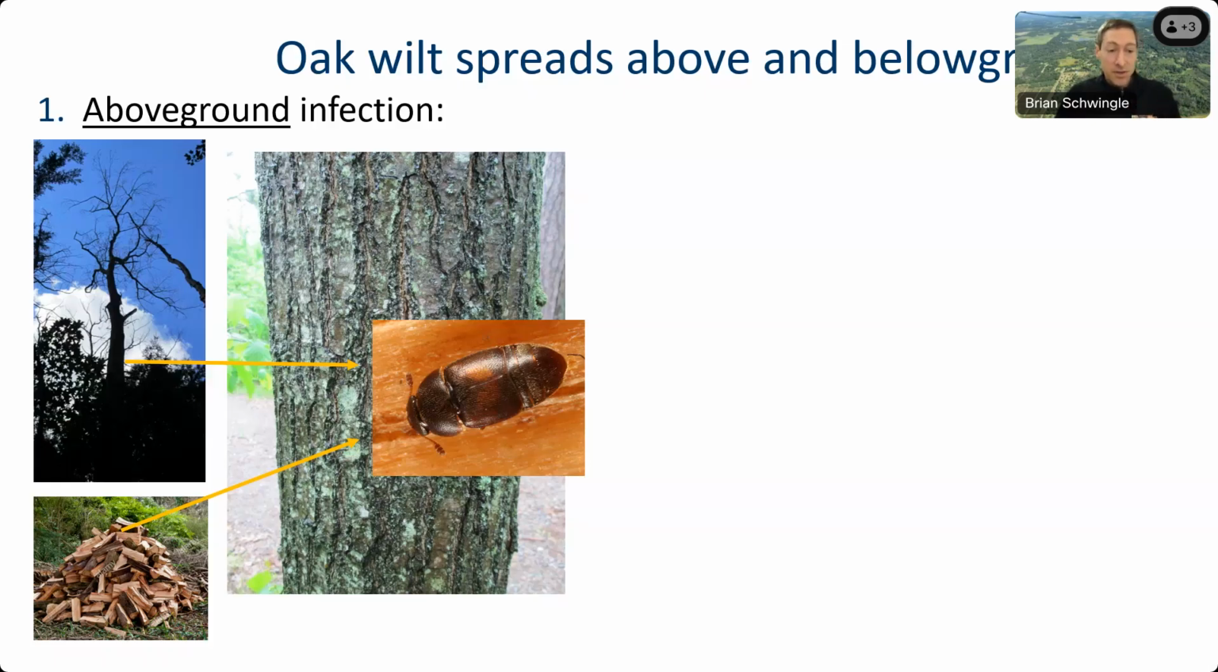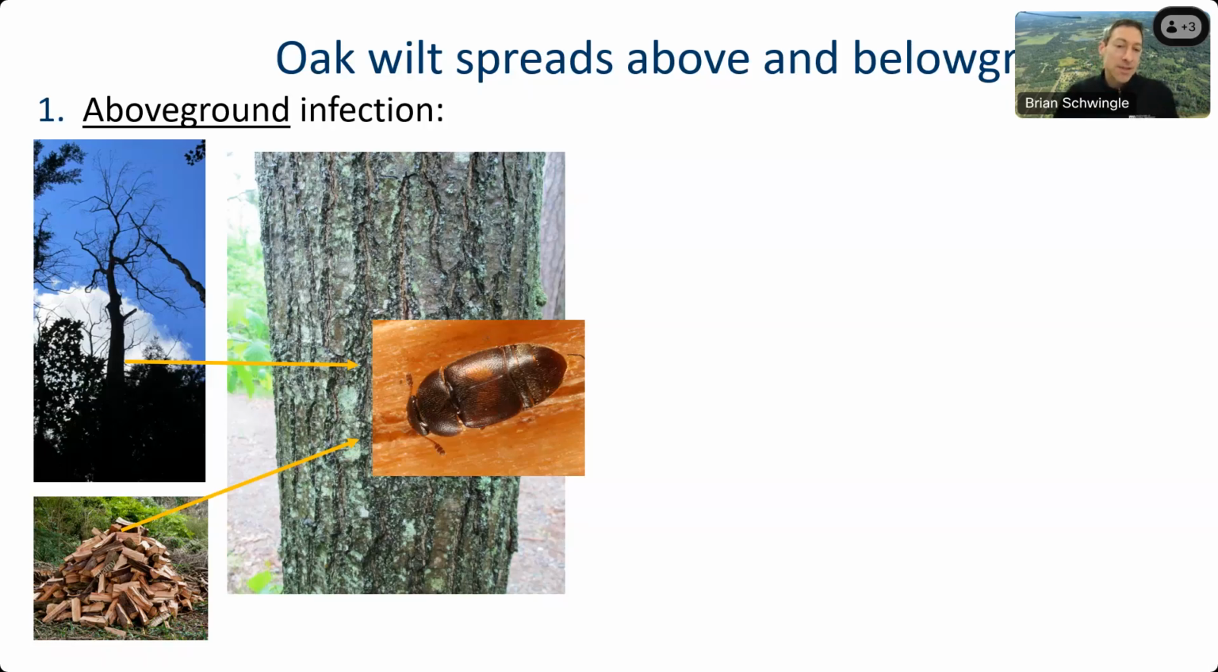Now, look at the picture in the lower left. That's firewood. If firewood comes from a diseased oak that was diseased within the last few months and killed by oak wilt, that firewood can easily produce spore mats too. So don't move firewood if it's from an oak that died within a year.